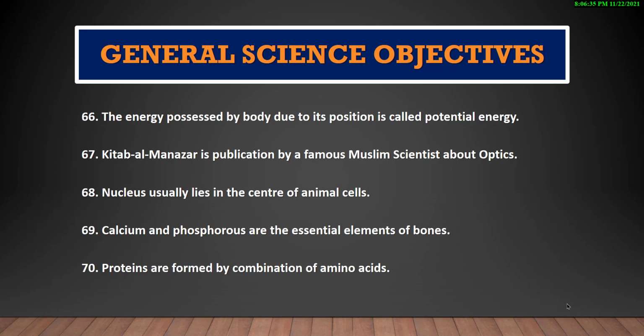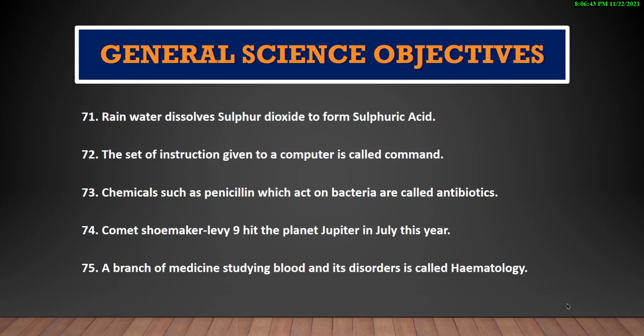Calcium and phosphorus are the essential elements of bones. Proteins are formed by combination of amino acids. Rainwater dissolves sulfur dioxide to form sulfuric acid. The set of instructions given to the computer is called command. Chemicals such as penicillin, which act on bacteria, are called antibiotics.